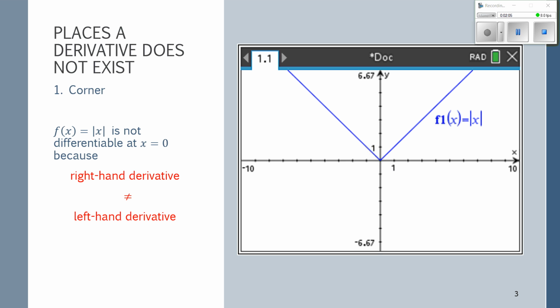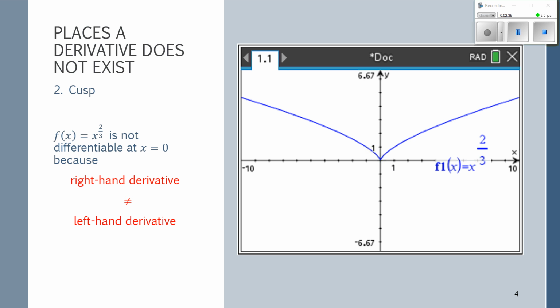If we're asked for reasons, we do have to appeal to the fact that the left-hand derivative and the right-hand derivative are different. In this case, with the absolute value, my right-hand derivative has a value of +1, because over here the slope is 1. And the left-hand derivative has a value of -1, because over here the slope equals -1.